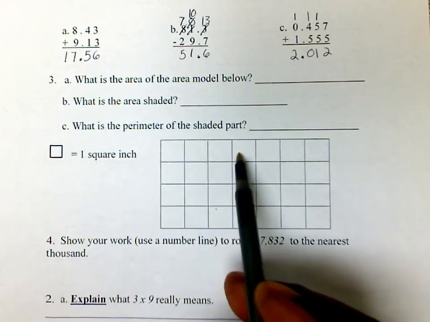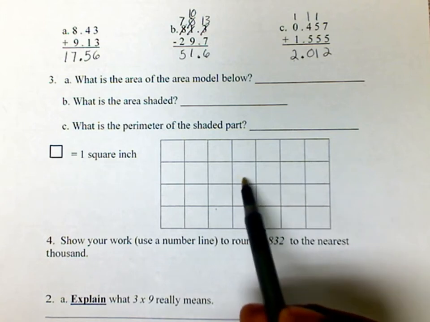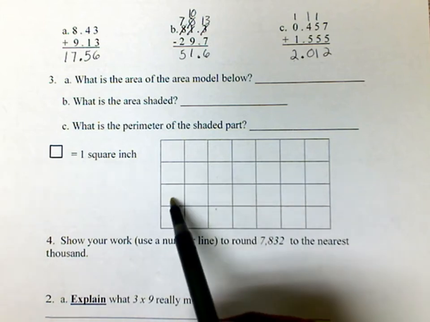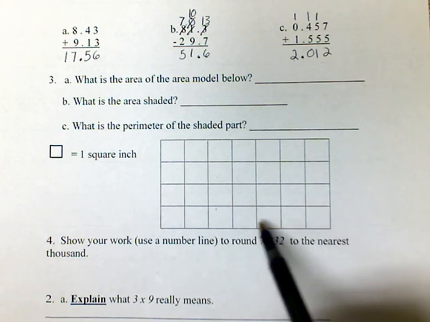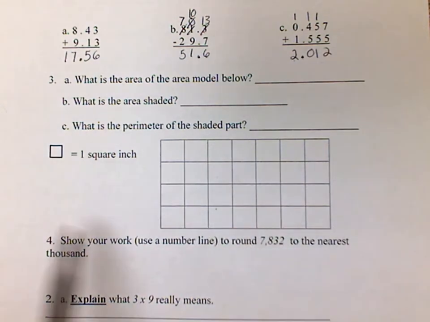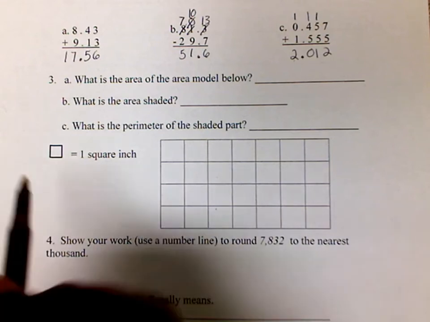1, 2, 3, 4, 5, 6, 7, 8, 9, 10, 11, 12, 13, 14, 15, 16, 17, 18, 19, 20, 21, 22, 23, 24, 25, 26, 27, 28. There are 28 squares. So there are 28 square inches involved here.